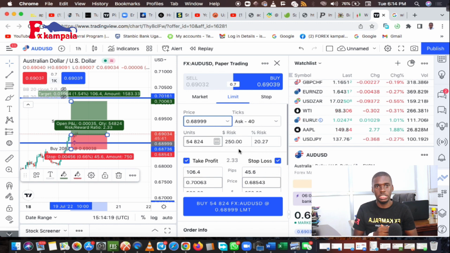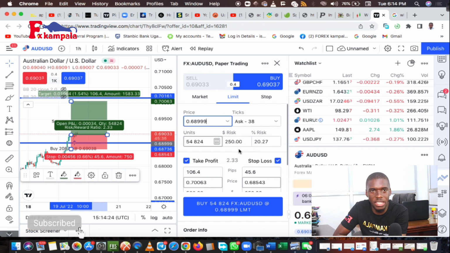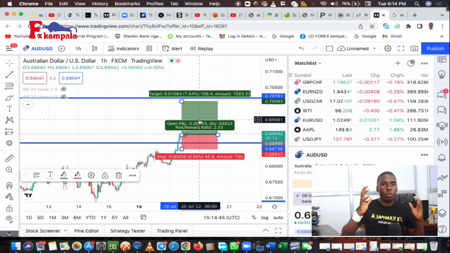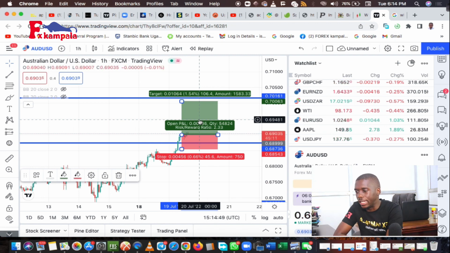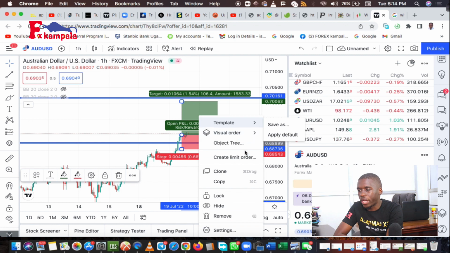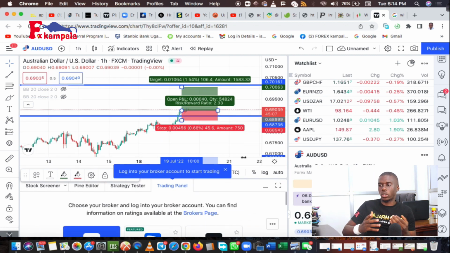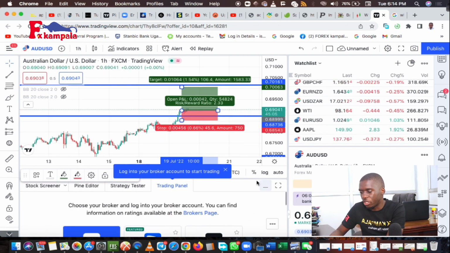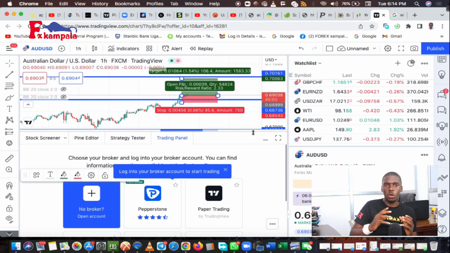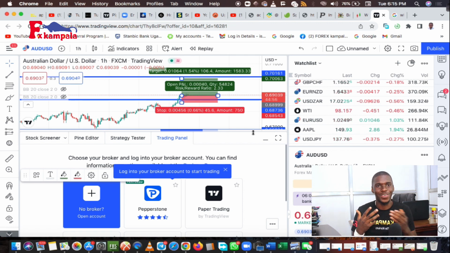But if you do not, then it's going to display something different. Let's see what happens if you do not have an account with TradingView. So if you do not have an account, this is what happens. When you right-click, you go to create order. It will display something of this nature, and it will tell you this is the point where we need to connect our broker.